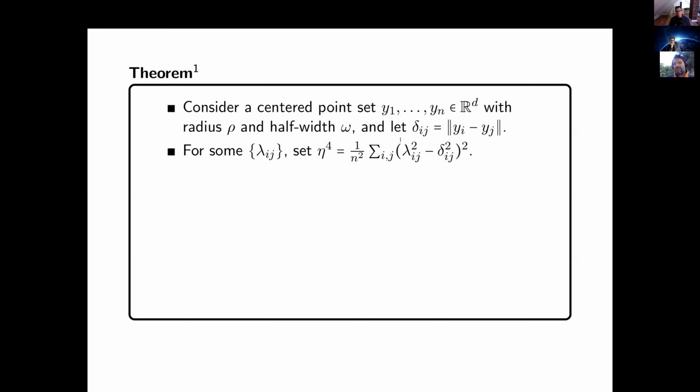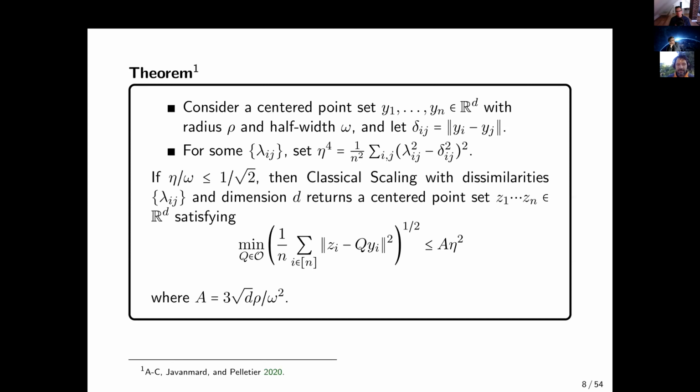The lambdas are going to be the noisy ones. And then this eta measures how much noise there is. And if eta is small enough compared to the half width of the point set, then we have this bound on what classical scaling recovers.